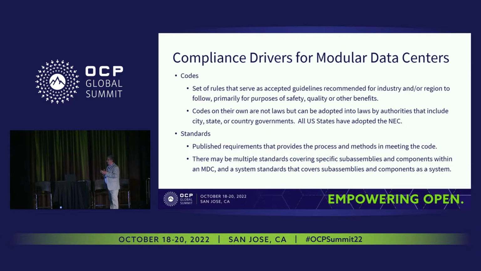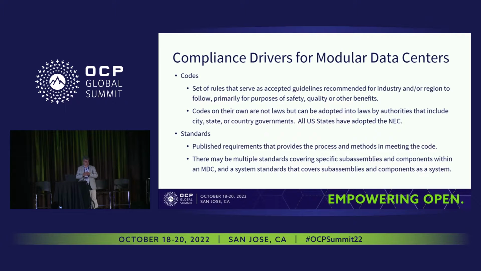Codes. In the United States, we are governed by codes and regulations. And what is a code? A set of rules that serve as accepted guidelines recommended for industry and/or regions, could be both, to follow primarily for the purpose of safety, quality, or other benefits. Codes in the United States are pretty much the National Electric Code, governed by NFPA, the National Fire Protection Association. Codes are not law by themselves, but they can be adopted into laws in the United States.